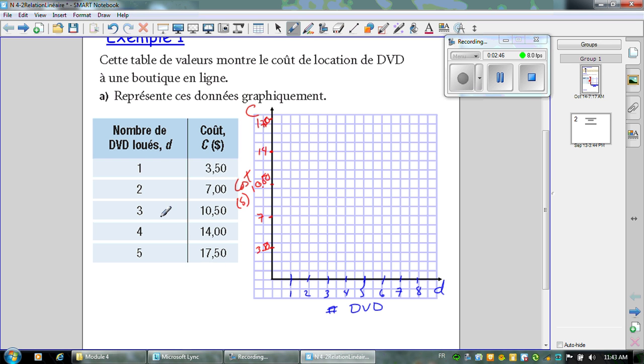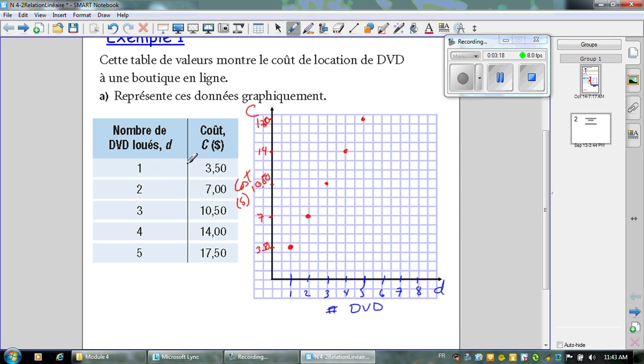So now I want to graph this. One DVD is $3.50. Two DVDs would be $7. Three DVDs would be $10.50. Four DVDs would be $14. And five DVDs would be $17.50. So what do you notice? A straight line. Now, this is a linear relation because my data creates a straight line.